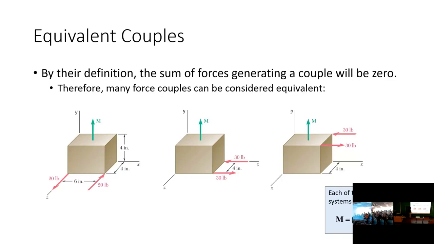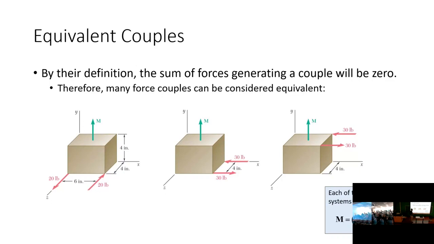So for example, over here, I've got 20 pounds down, 20 pounds up. Here, I've got 30 pounds in, 30 pounds out, and here I've got 30 pounds in, 30 pounds out, but this one's applied to the bottom of the box, this one's applied to the top of the box, okay? So I want to talk about what these three systems represent.